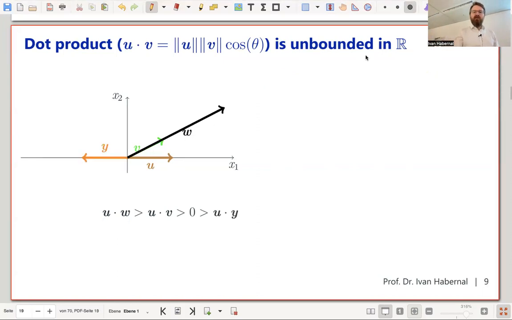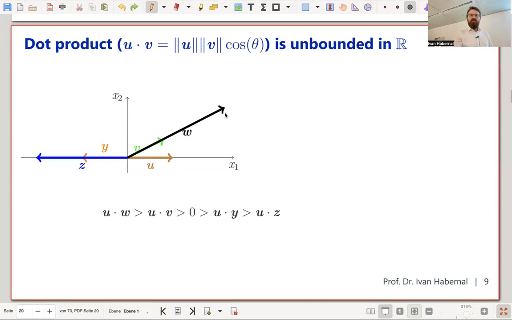And the same here: we have the u vector and y. Of course, now the angle is larger than 90 degrees. And it's actually not 0, it's negative. I don't know what it is, because I don't know the length of those. If they are unit vectors, it will be -1, but it could be something else. But it's negative because the angle is more than 90 degrees.